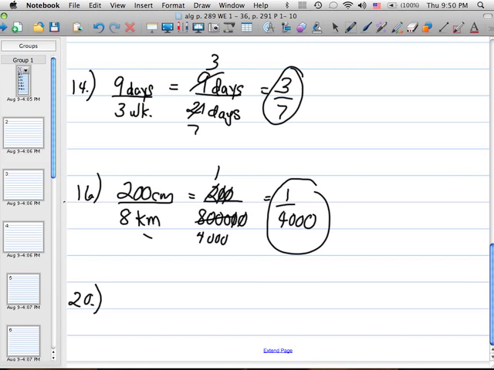Problem number 20, 2 kilograms over 90 grams. Change kilograms to grams, we have to move it 3 places to the right, so we would have to add on 3 zeros, where there's 1,000 grams in a kilogram, over 90. We can cross out the zeros, so it's going to be 200 to 9.